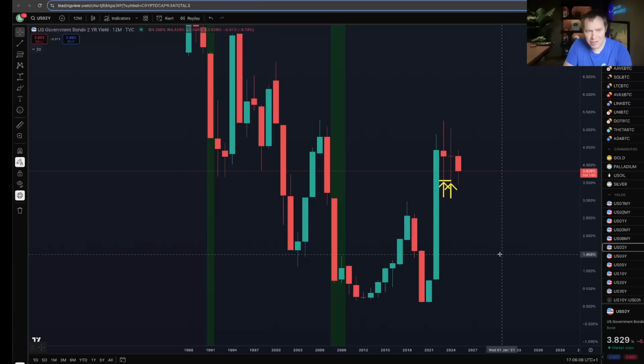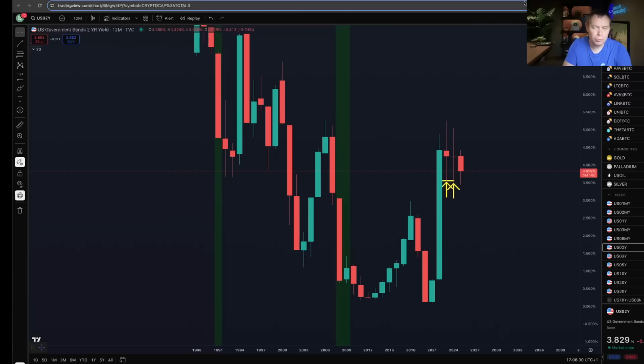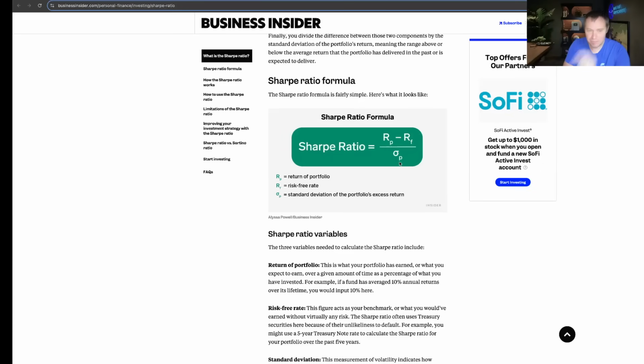So the risk-free rate, arguably, is the 2-year yield, because it's 3.8%. If you just put cash in it, if you put, say, you go buy a T-bill, 2-year T-bill or something, or a CD, you can get about 4%. So your risk-free return, it could be considered, a short-term T-bill, divided by the standard deviation of the portfolio's excess return.